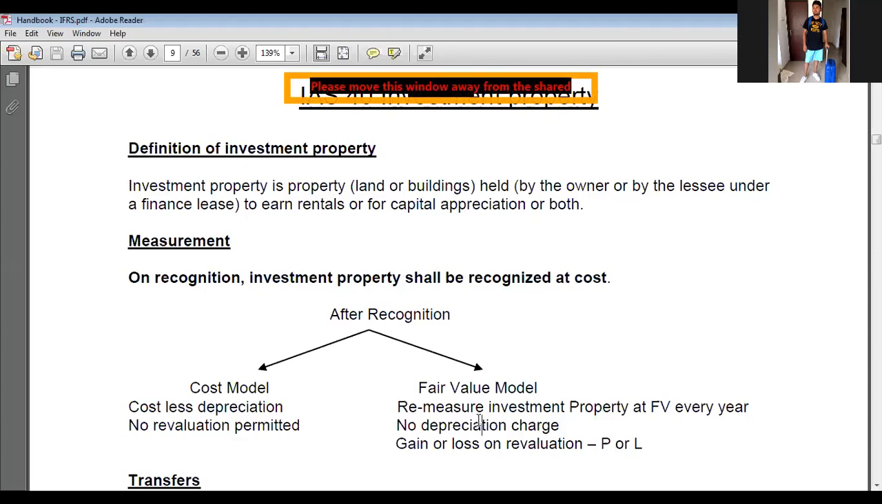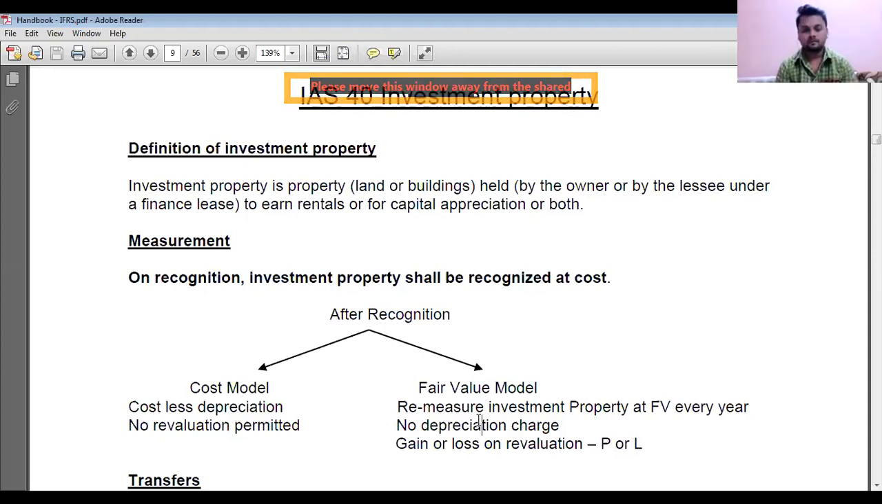Now what is the difference between IS 16 and IS 40. There it was the revaluation model, here it is the fair value model. In the revaluation model, it is not required to remeasure the property, plant and equipment at fair value every year. It is not required. Whenever there is a change in the fair value, then only remeasurement is done.